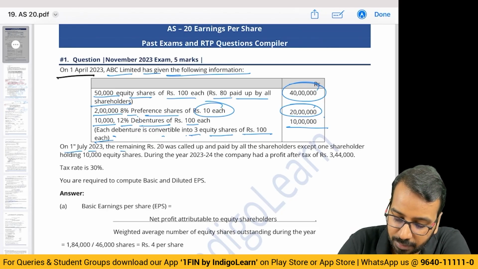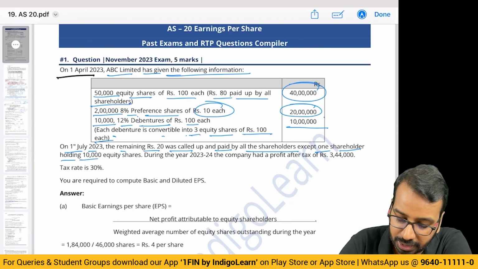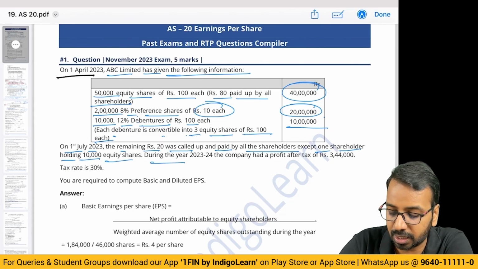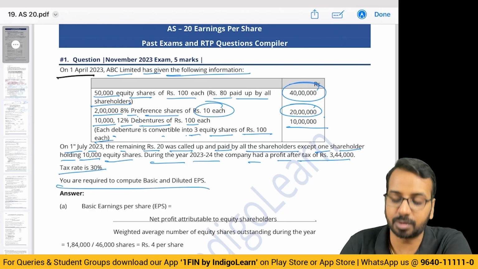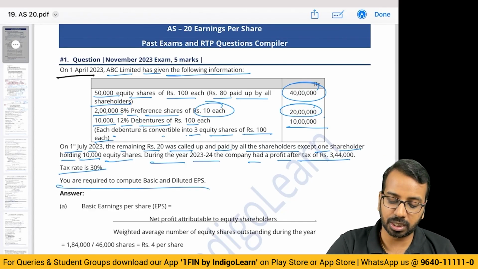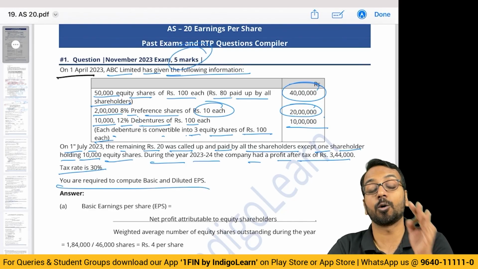On 1st of July, the remaining 20 was called up and paid up by all the shareholders except one shareholder holding 10,000 equity shares. During the year, the company had a profit after tax of 344, tax rate is 30. Calculate basic and diluted. Slightly long question, given 5 marks, but we can score 5 out of 5.